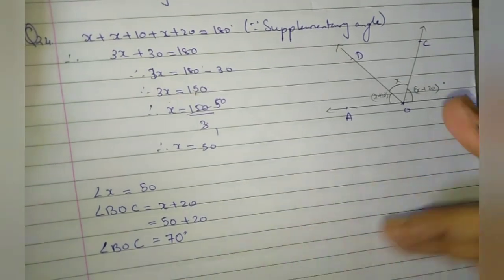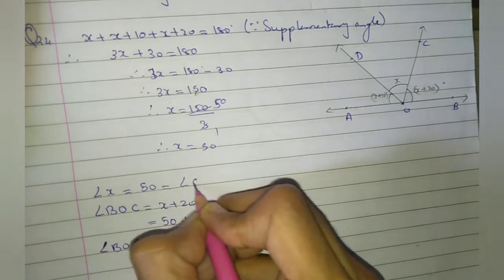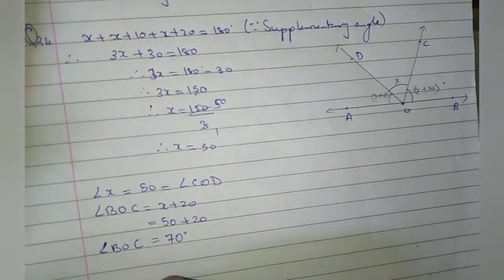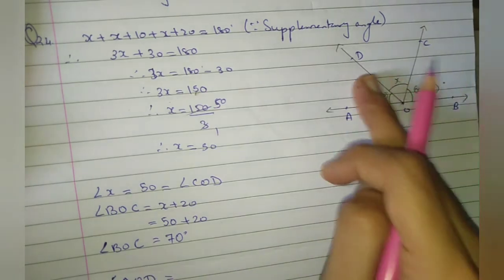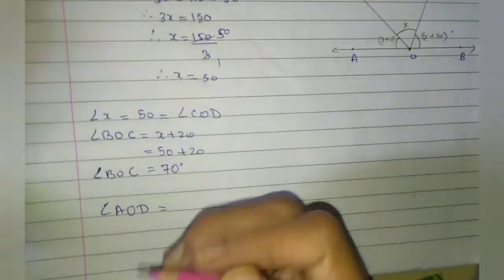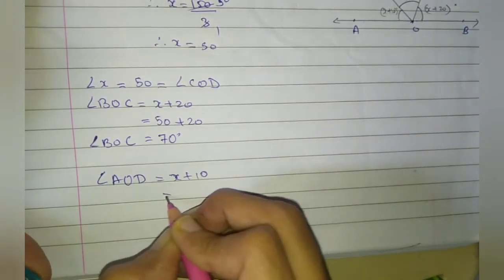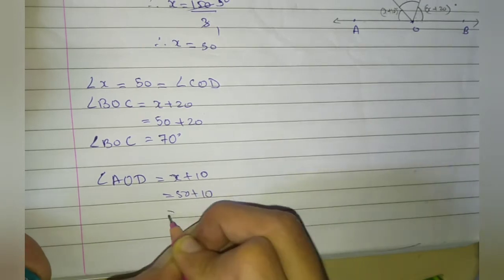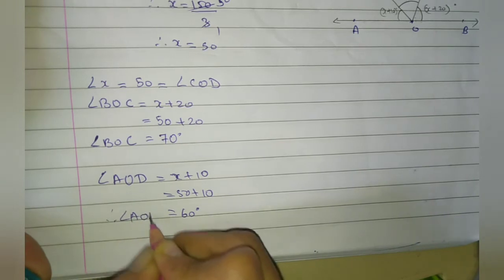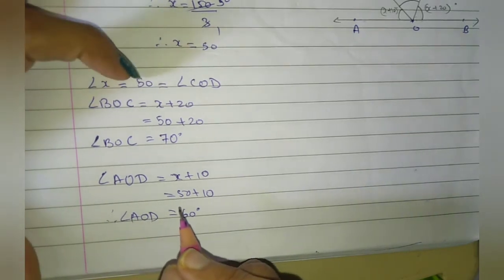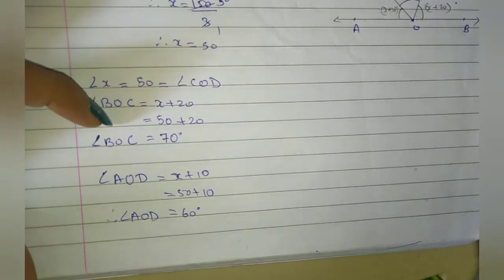Another angle we had to find is COD, means this angle only. So angle x equals COD, which is 50. Now the last angle, which is AOD. This AOD means x + 10. So we will write here x + 10, which equals 50 + 10 = 60 degrees. So angle AOD is 60, angle COD is 50 and angle BOC is 70 degrees. All three angles we had to find.